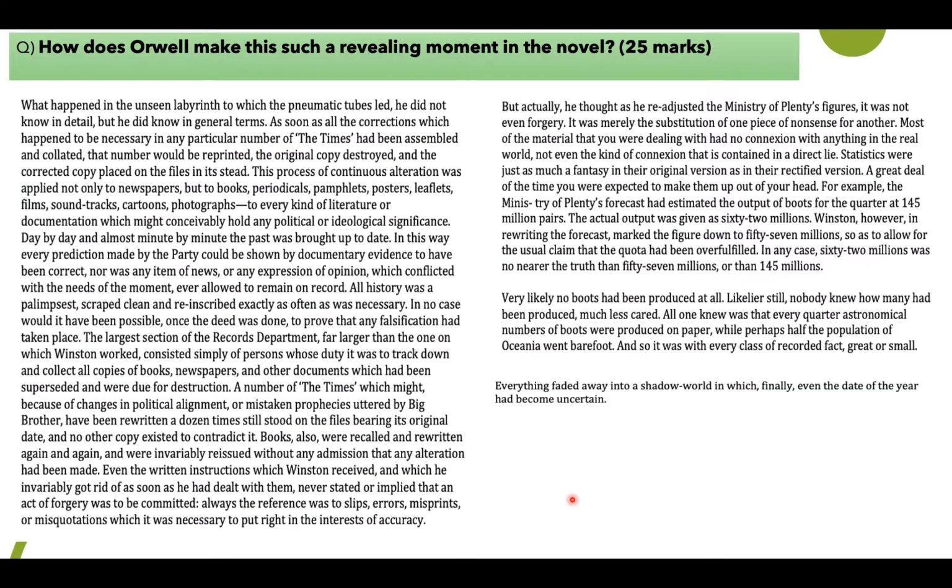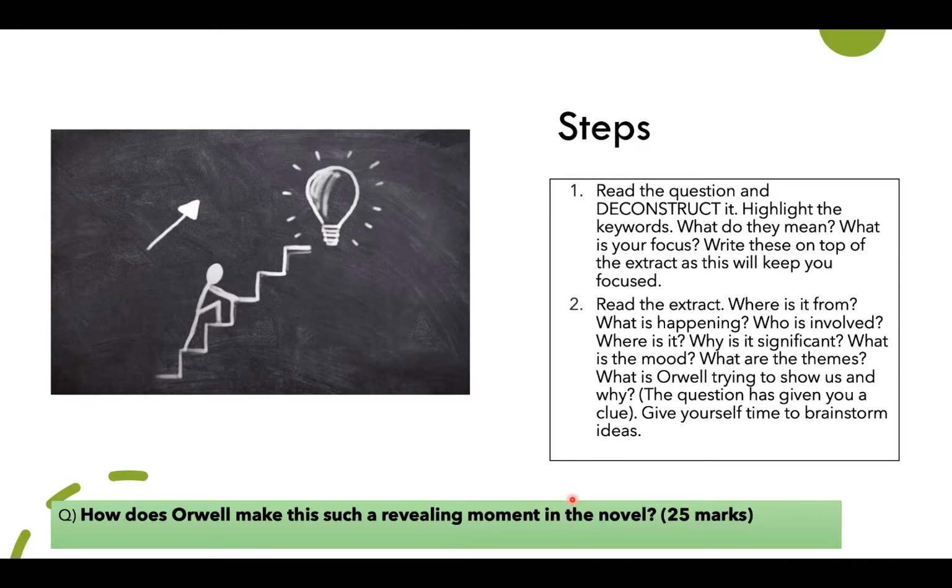Okay, so this is an example of the extract that I'm going to be looking at today. Your extract does come with a question. This question guides you. So the question today is, how does Orwell make this such a revealing moment in the novel? All right, the first thing that I'm going to do is talk you through the steps.